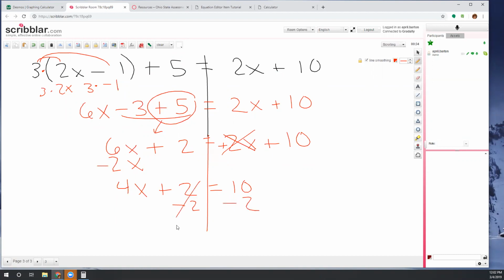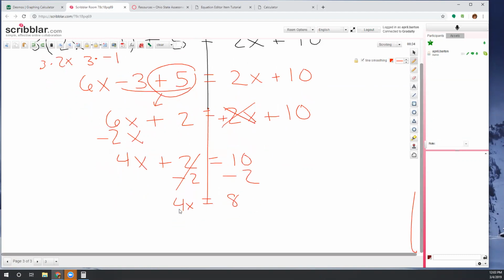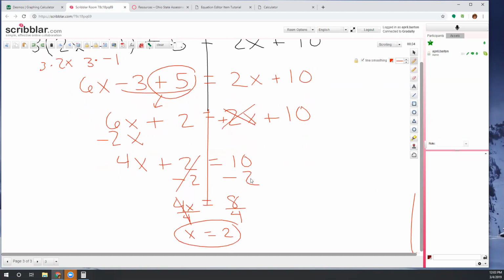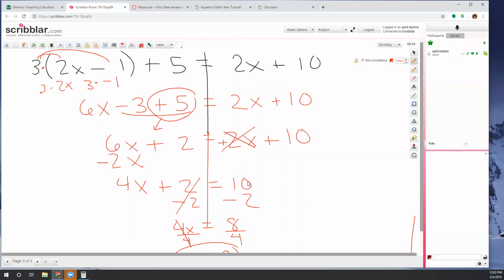Mm-hmm. Okay, so we would have the 8, and then 4x equals 8, and then I would do the division the same way that I would do it before. So, okay, 8 divided by 4 is 2, so x is 2. Good. Got it. Okay, then it shows me where I was making the mistake with it, because I was getting all sorts of weird numbers. Yeah, yep.